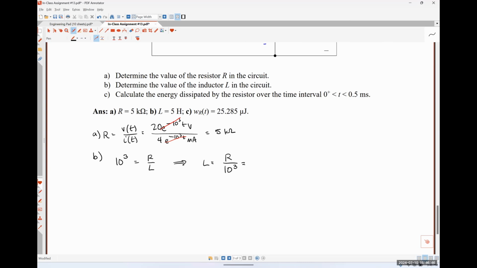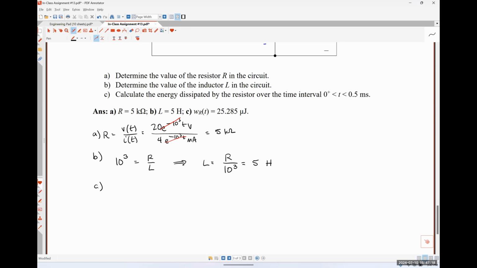So 5,000 divided by 1,000 is just going to be 5 henries. If I can avoid using calculus, I'm going to. Which actually brings me to part C. Part C asks us to determine the energy dissipated by the resistor over the time interval from 0+ to half of a millisecond, okay?